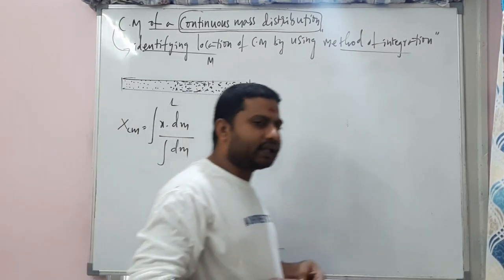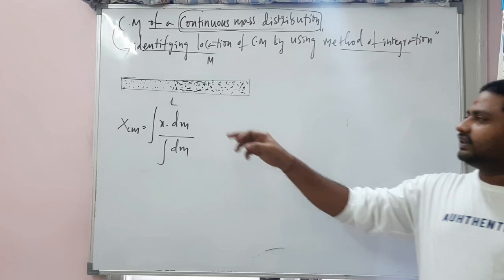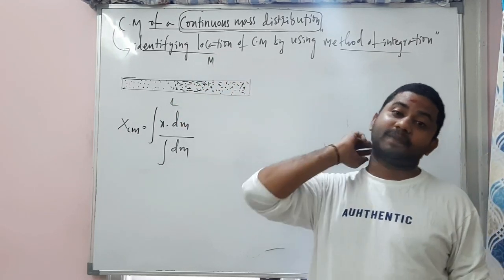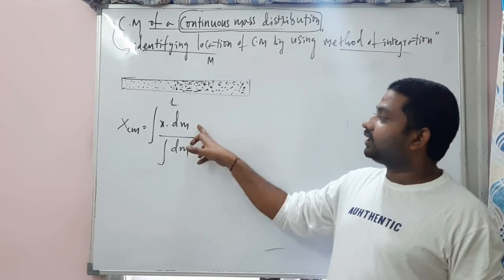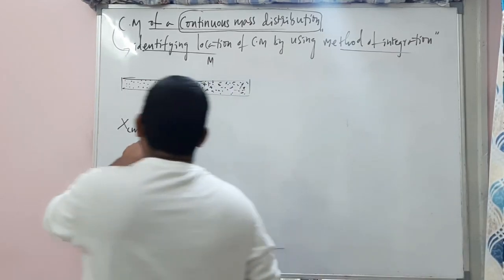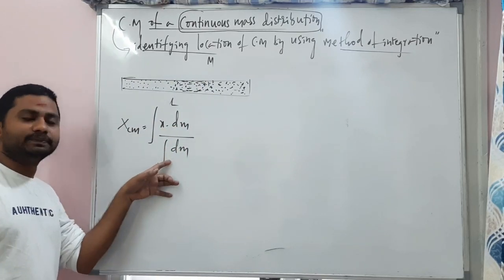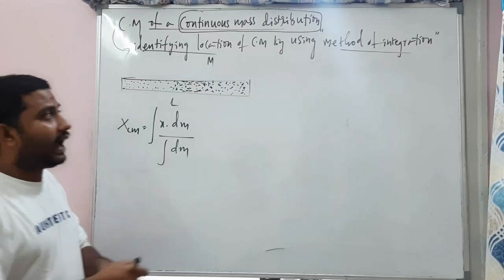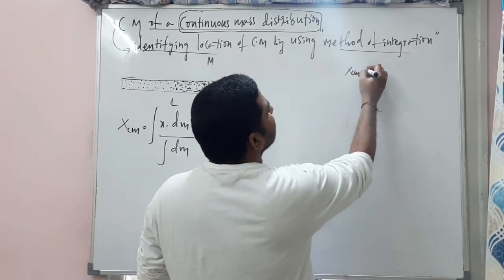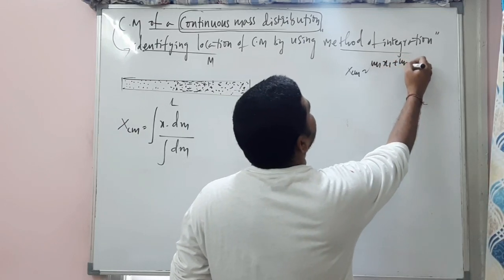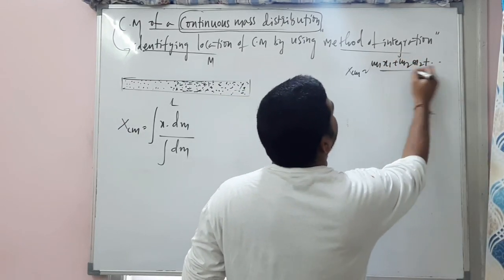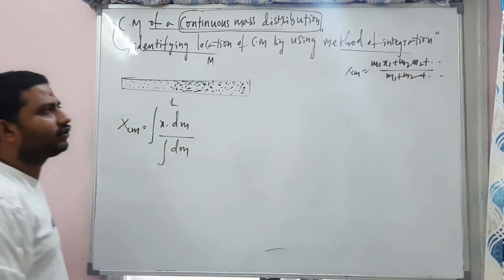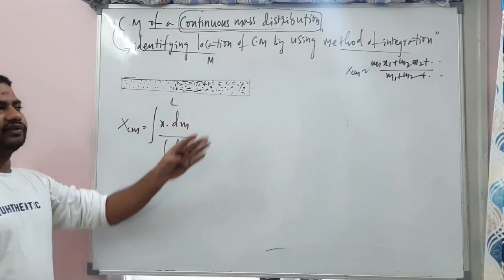Have a look at it. If you want to find the center of mass of this continuous mass distribution along the x-axis, this is the formula we should use: integral x dm by integral dm. Understand? So no confusions. The derivation is not required for us, but still I'll tell you. See here, we know xcm is equal to m1 x1 plus m2 x2 and so on, divided by m1 plus m2 and so on. From this formula only we have got this.